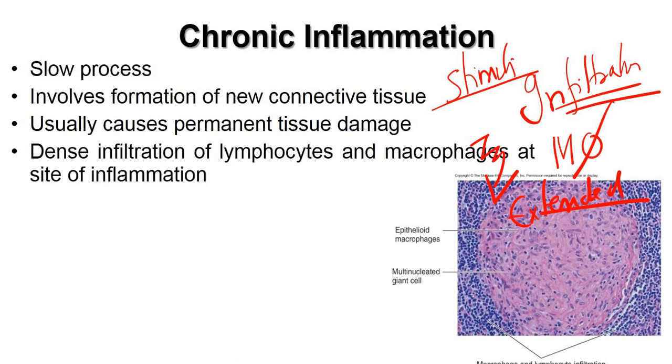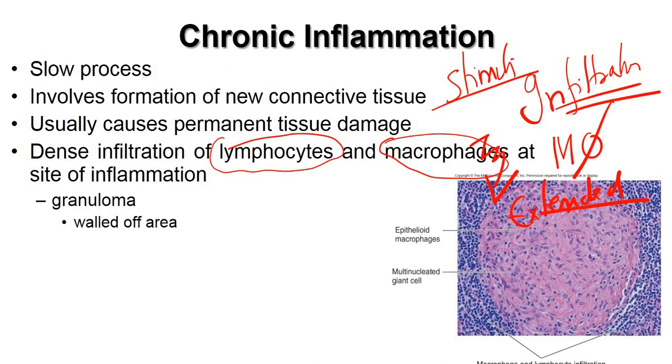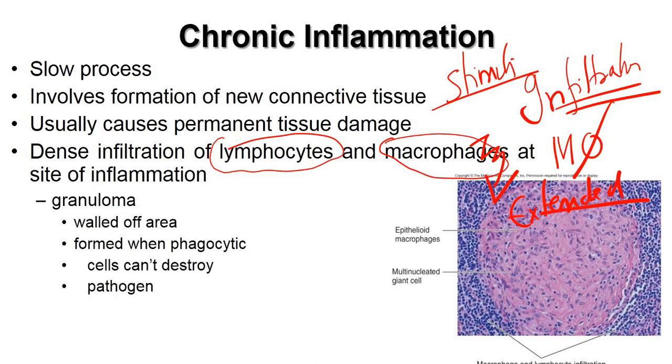But before that, as I said, there is a dense infiltration of lymphocytes and macrophages at the site of inflammation. So which are the cell types that undergo infiltration? One is lymphocyte, another is the macrophages. These are the cell types that undergo the infiltration. Where? At the site of inflammation. So it leads to the formation of granuloma. This granuloma will wall off the area, form when the phagocytic cells don't destroy the pathogen.